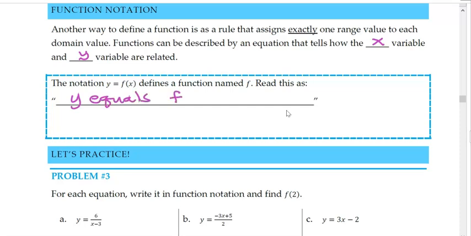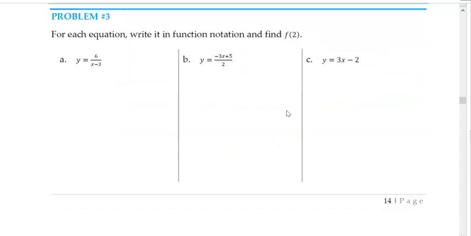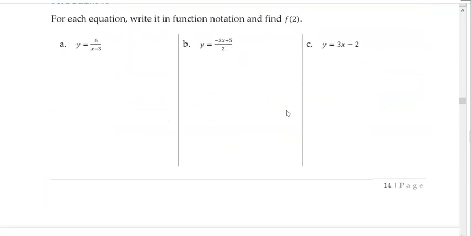All right, now notice this doesn't mean times. This isn't saying f times x. It's f of x. So it is the value of this f function. When we put x in, we're trying to figure out what comes out. All right, so let's do that down here. And I'll just do it on this first one, and then I'll leave the other two for you to do. So first, let's write it in function notation. So that means we need to change that y to f of x.